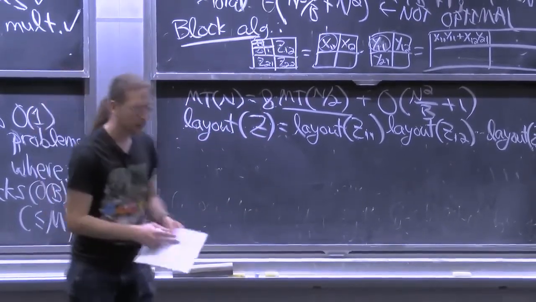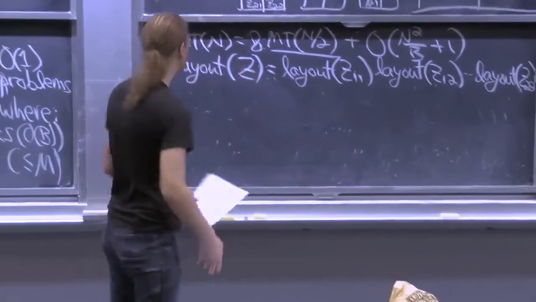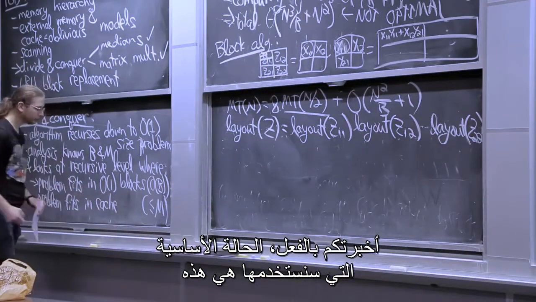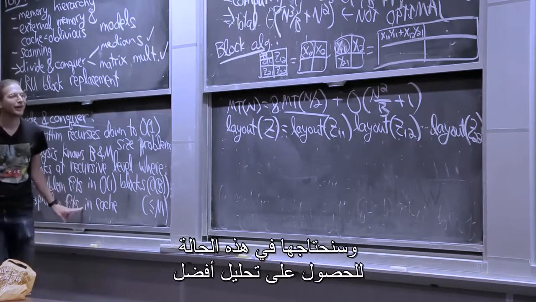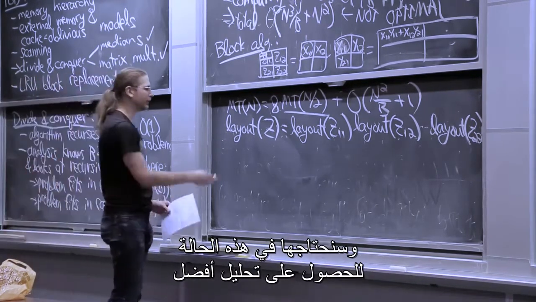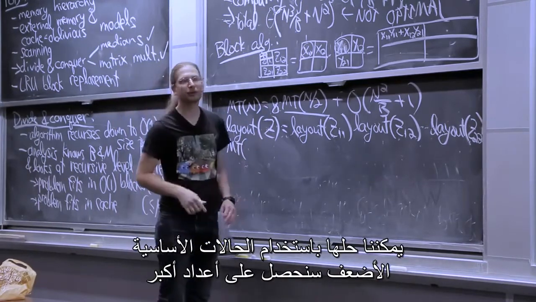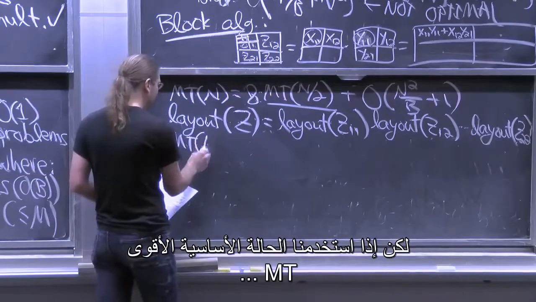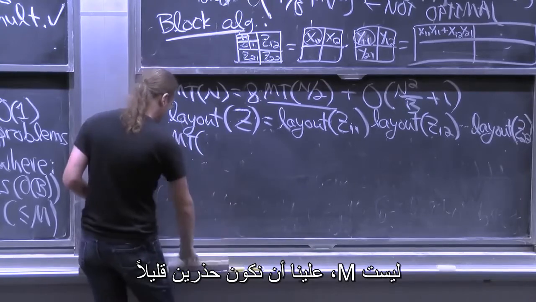OK. Now we just need to solve the recurrence, and we're done. I already told you the base case we're going to use is this one. We're going to use this one because it's stronger and better, and we'll need it in this case to get a better analysis. You could solve it using the weaker base cases. You'll get larger numbers. But if you use the strongest base case, MT of, it's not M. Got to be a little careful.